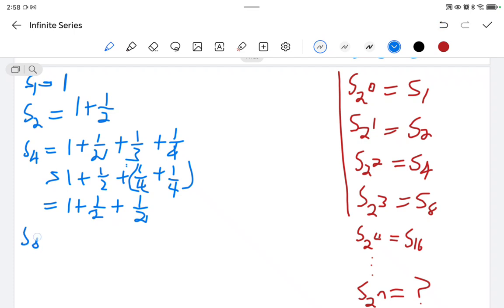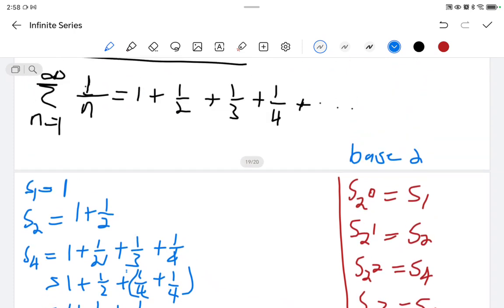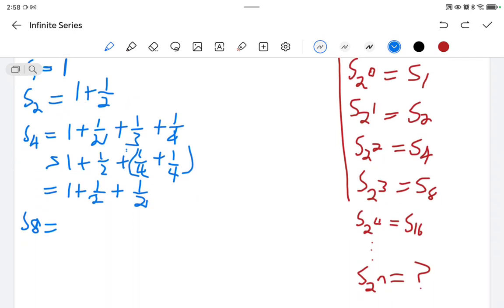The next one after S4 is S8. This means I'm supposed to take the elements from 1 up until 8. For S2 I took up until 2, and for S4 up until 4. So now S8 is 1 plus 1 over 2 plus 1 over 3 plus 1 over 4 plus 1 over 5 plus 1 over 6 plus 1 over 7 plus 1 over 8. Now we check this.